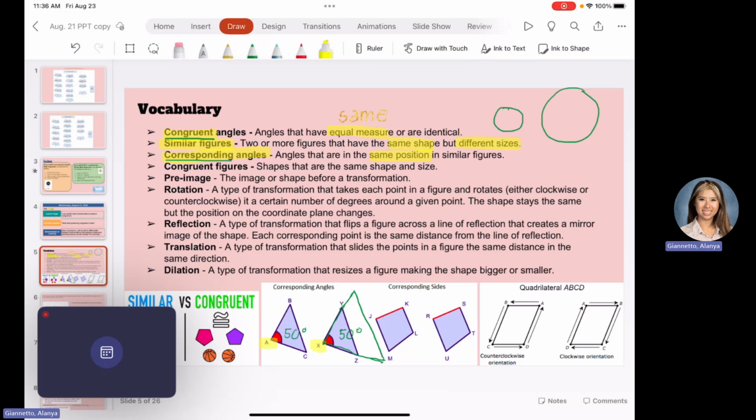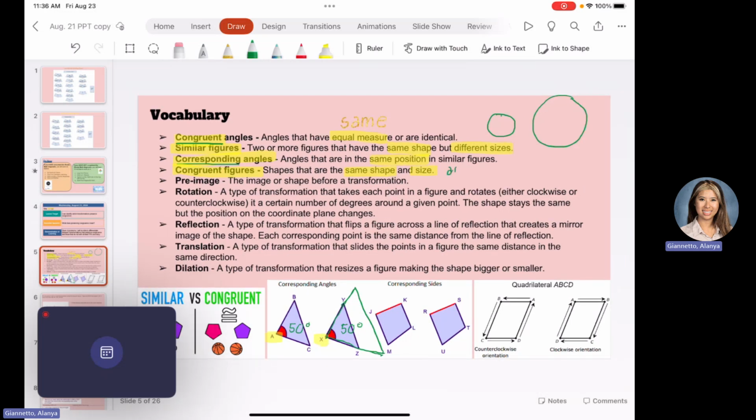Then congruent figures are shapes that are the same shape, size, and have the same angles. Pre-image is the image or shape before a transformation, right? So that's the old or the original.